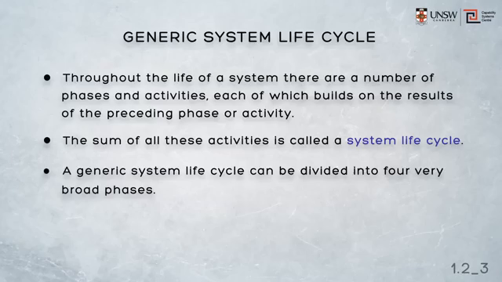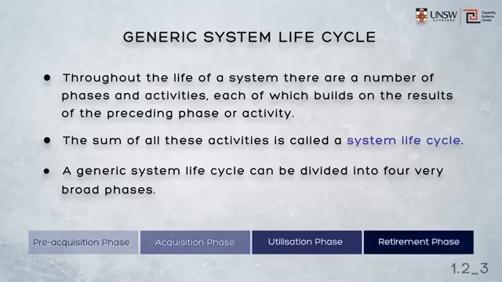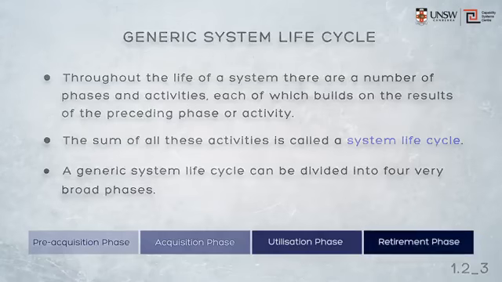It starts with the conceptualization of the business needs for the system in the pre-acquisition phase. The system is then fine-tuned and formalized and is realized in the acquisition phase. It's then used and evolved in the utilization phase, and is finally disposed of in the retirement phase. Let's look at each of those phases in a little bit more detail.